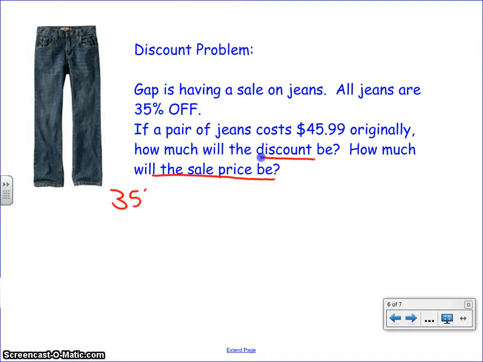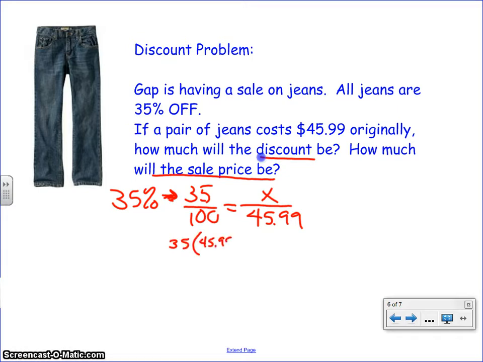We know it's 35% off, which is the same as 35 over 100, right, guys? Okay. And the original price of the jeans is $45 and 99 cents. We want to know how much is discounted. How much are they going to take off of that original price? And I'm going to get a calculator here. Okay, found a calculator. I'm back. And we're going to have to do 35 times 45.99 equals 100x. So we cross multiply. All right.